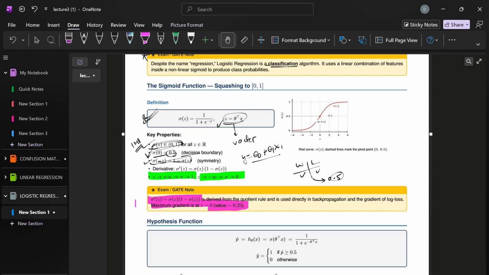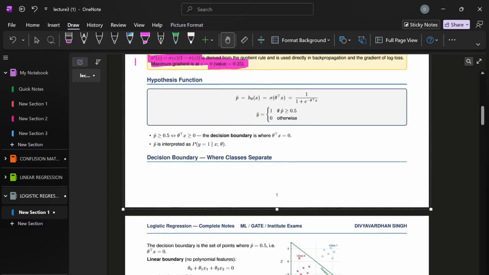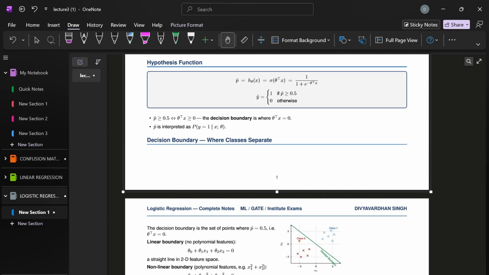Now moving towards section 3, the hypothesis function and the decision boundary. We have a hypothesis function which we denote as p hat. The formula is given here. Now the most important thing is why we need this hypothesis function. Here's the clever part: p hat is greater than or equal to 0.5 if and only if theta transpose x is greater than or equal to 0. So the decision boundary becomes simpler and can be related to theta transpose x equals 0.